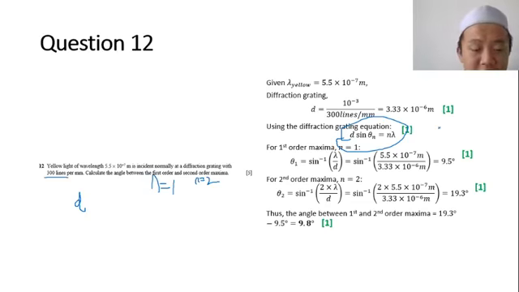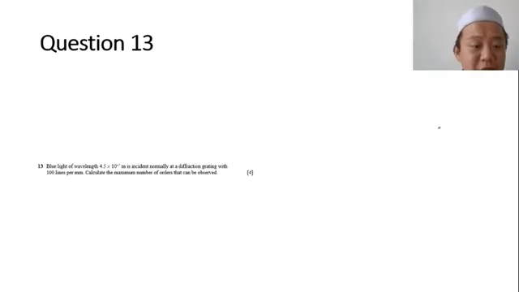This is the distribution of marks. Okay, proceed to question number 13. This is the question Iman asked: what is the limit for n? Blue light of wavelength 4.5 times 10 to the power minus 7 is incident normally on a diffraction grating with 100 lines per millimeter. Calculate the maximum number of orders that can be observed.